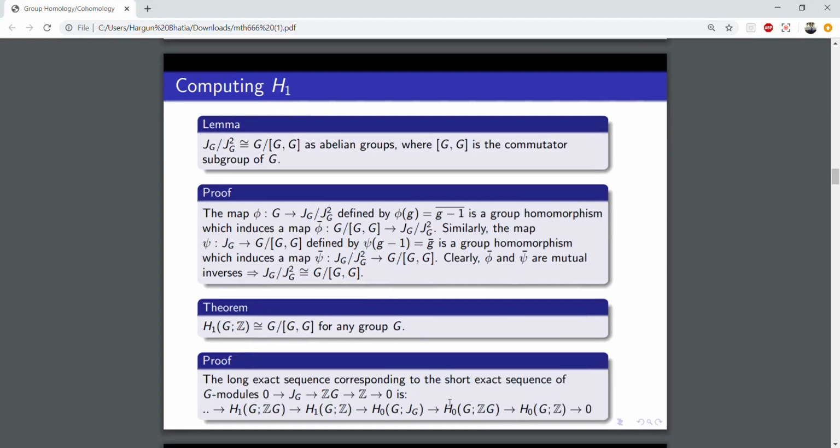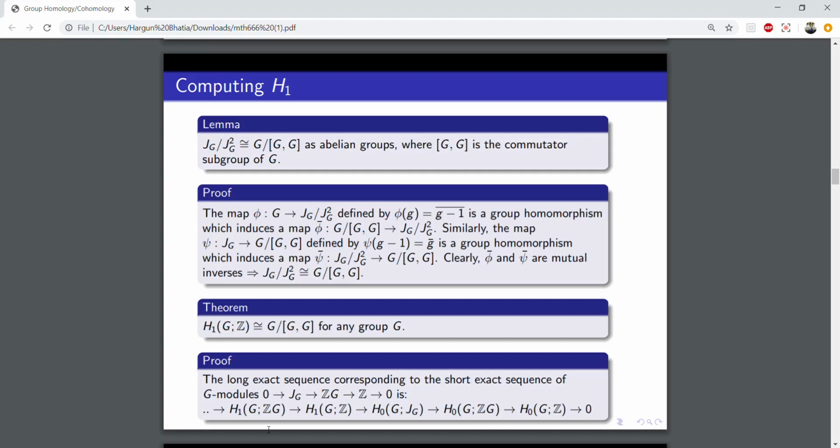So here, you consider this short exact sequence, where the augmentation map is the map to Z and JG is the kernel of that. Corresponding to the short exact sequence, I have a long exact sequence of homologies. Essentially, this is a long exact sequence of Tor, like this.